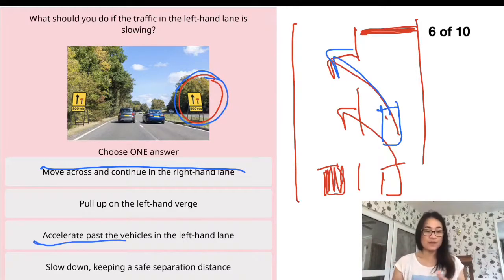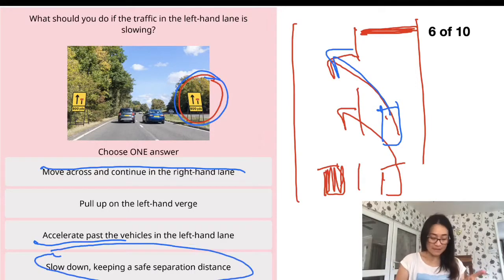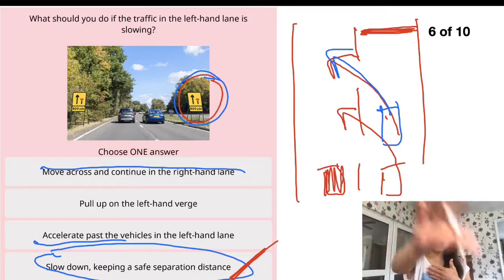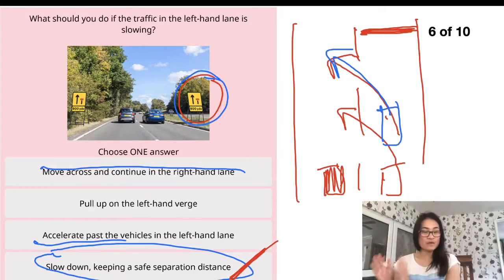The last one says slow down, keeping a safe separation distance. This is the one that you have to choose. That's the answer. You slow the car down, you have a safe distance, be aware of the car from the right hand lane that's going to come back, or if you drive on the right hand lane, you need to go back to the left hand lane. Make sure that you have a safe separation distance from the car behind and the car in front.